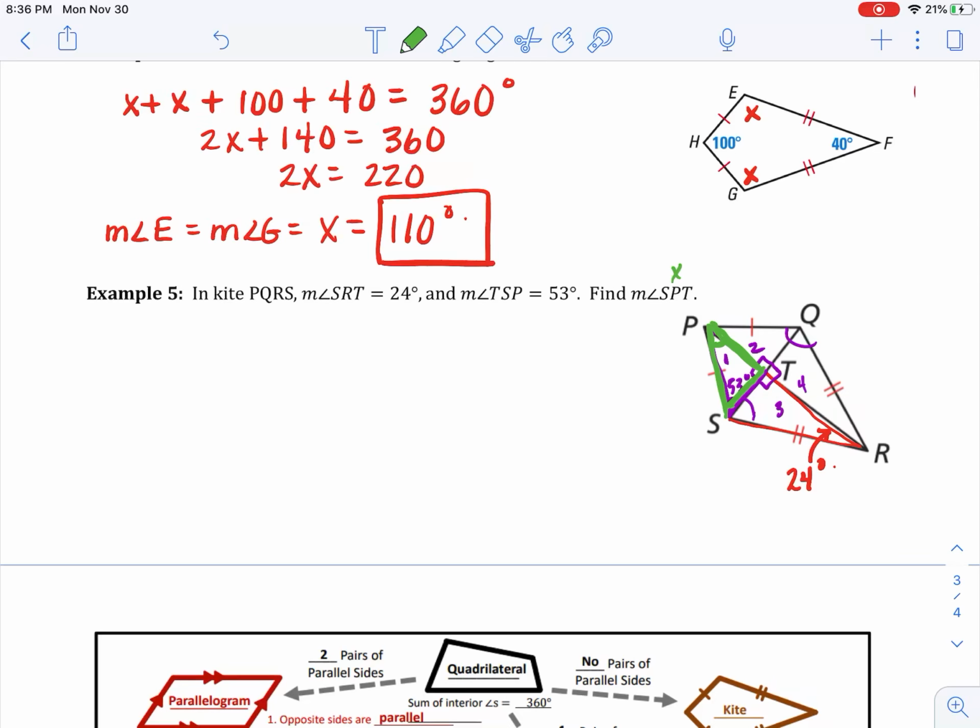So if I call SPT x, I can take x plus 53 plus 90, and I'm just focusing on that little triangle that got created on the inside of that kite. That's going to make 180 degrees. So if I add up the 53 and the 90, I get 143, plus x equals 180. And if I subtract the 143 from both sides, I'll get x equals 37 degrees. And x was what I was calling the measure of angle SPT.